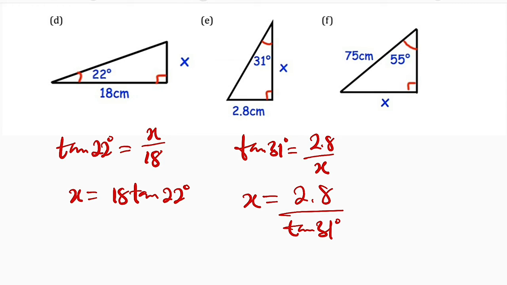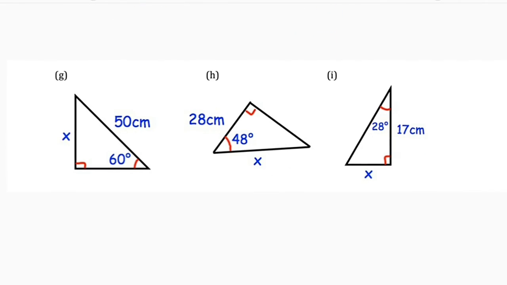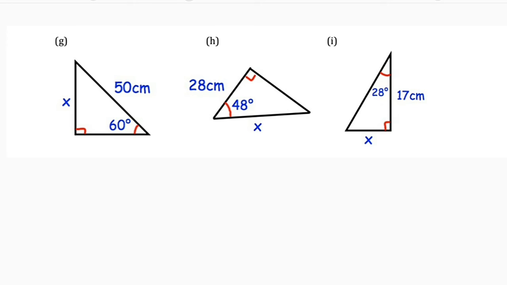And lastly, what we have here, this is the hypotenuse, this is the opposite. So you use sine of 55 degrees is equal to opposite divided by hypotenuse. Make x the subject. x will be equal to 77. No, this should be 75, right? 75 multiplied by sine of 55 degrees.